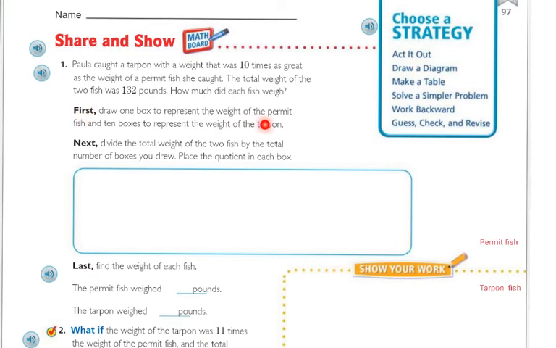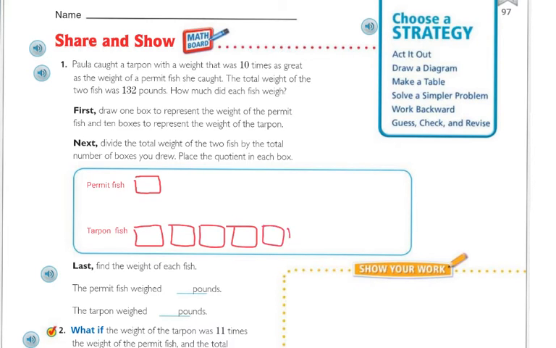So first I'm going to draw 1 box to represent the weight of the permit fish. Then I'm going to draw 10 boxes to represent the weight of the tarpon fish, because it's 10 times as great. So I have my permit fish. I'm going to draw 1 box to represent my permit fish. The tarpon fish is 10 times as great, so I'm going to draw 10 boxes. 2, 3, 4, 5, 6, 7, 8, 9, 10.